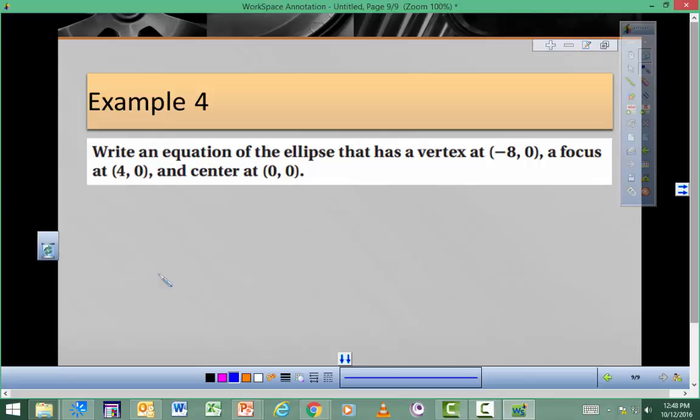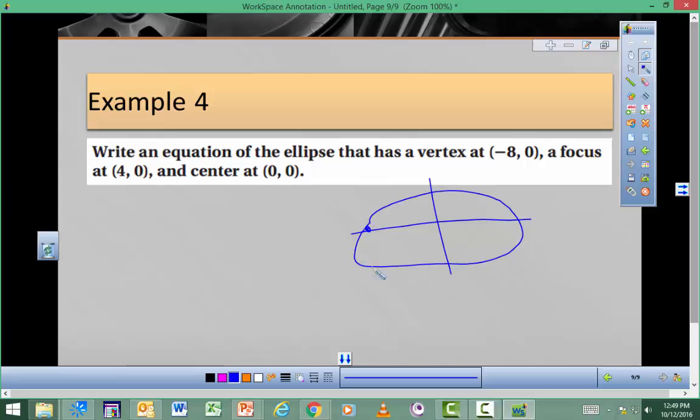Okay, so what do we know? Here you might want to do a quick sketch so you can get at least a good feel for what type of equation we should have. We are told one of the vertices, right? So negative 8, 0 over here. So I know that's elongated on the x-axis. So I want x squared, and if that distance is 8, then 64 goes under here, right? But now I'm told the focus point is at 4, 0.